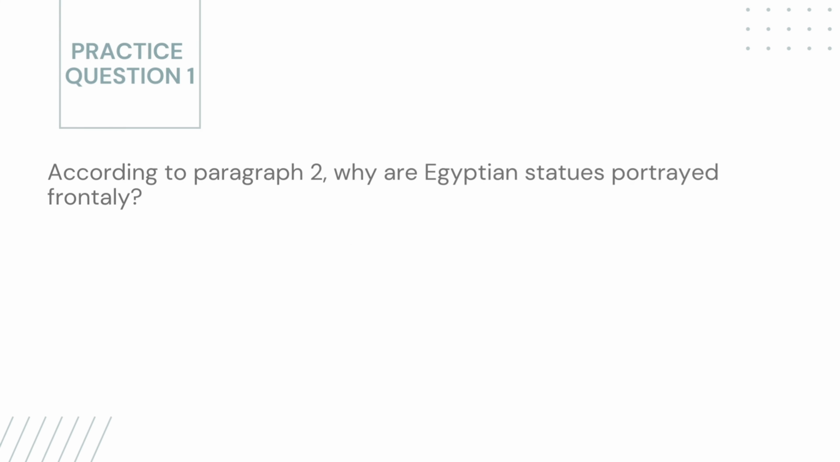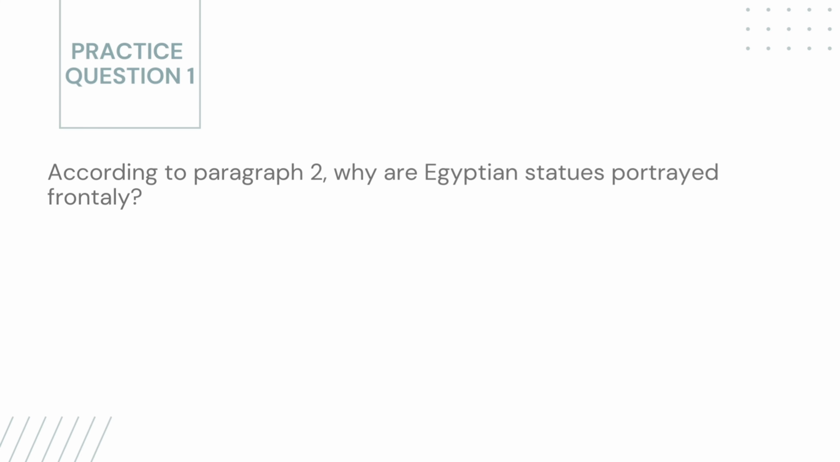Okay, we're going to practice using each of these steps together. Step 1 is to understand what the question is asking. What is the question asking us? The question is asking, why are Egyptian statues portrayed frontally? Okay, that's going to lead us to step number 2.